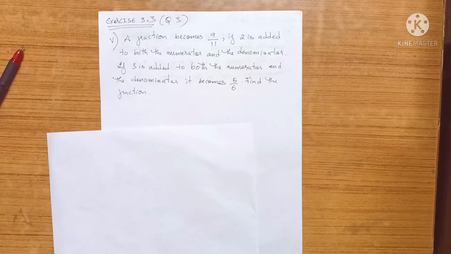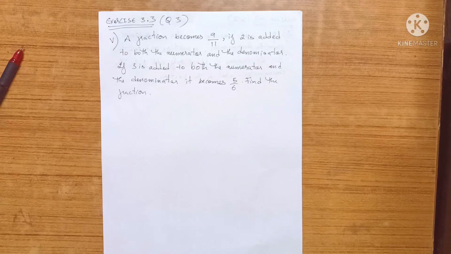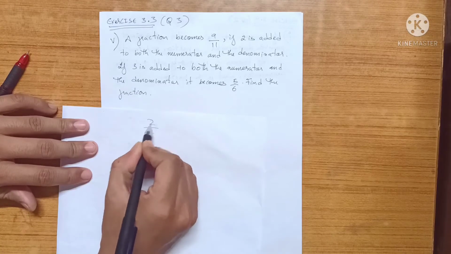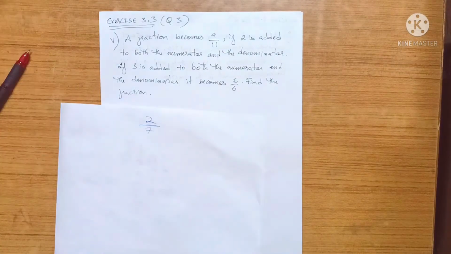We will continue with exercise 3.3, question number 3, Roman number 5. Let's read the question first. A fraction becomes 9 by 11. So what do you understand by fraction? Fraction means anything that's written like this, something divided by something.